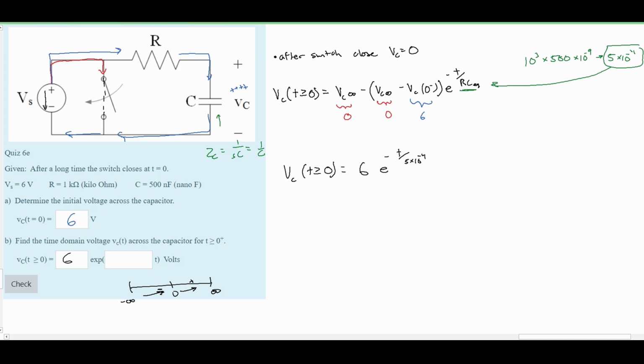What we're going to do instead is say that we have our VC, and then t greater than or equal to 0 is equal to 6e to the negative, and then we are going to have 1 divided by all of this, since it is in the denominator. And after we do that, we are going to get 2000. So we're going to have e to the negative 2000t, and that is going to be the answer and how to go about this problem.